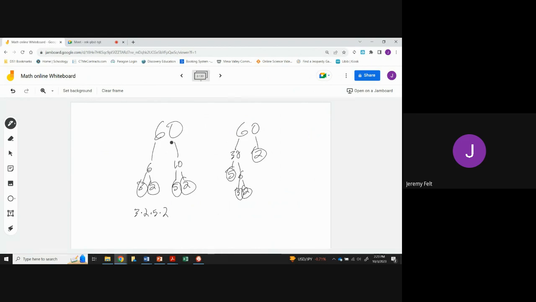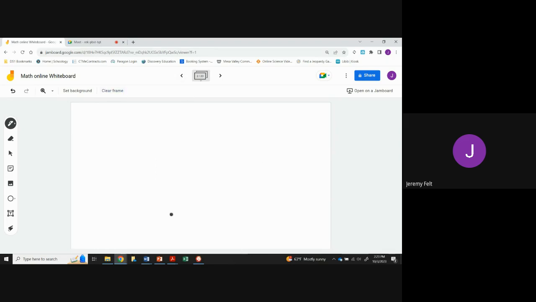We can see no matter where we start, as long as we're doing the factoring correctly, we're going to work out to be the same prime numbers. So that's the method I prefer. If you like the division by primes, you can use that as well.